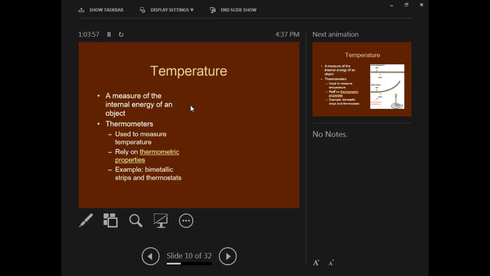So what is a thermometer measuring? Do most thermometers actually measure temperature? No. Say again? Not heat either. What are thermometers measuring? Name or describe a thermometer.